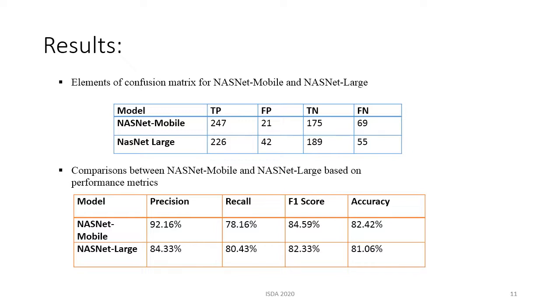Table 4 illustrates the elements of the confusion matrix. There are 4 elements in the confusion matrix: TP, FP, TN, and FN. TP means true positive, FP means false positive, TN means true negative, FN means false negative.